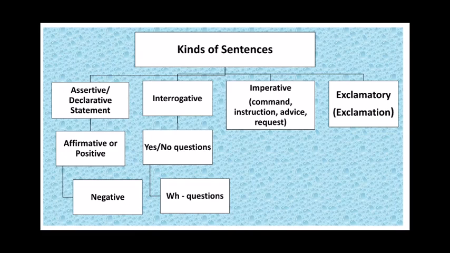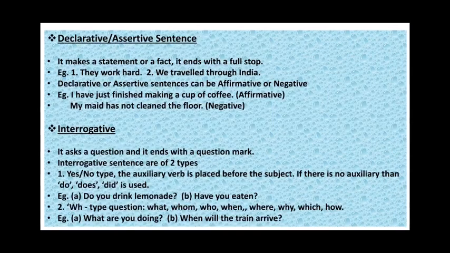Imperative means the sentences which give out a command, instruction, advice or request. And exclamatory, which shows deep expressions. So children, now let's learn about all the four in detail, beginning with declarative or assertive sentence.